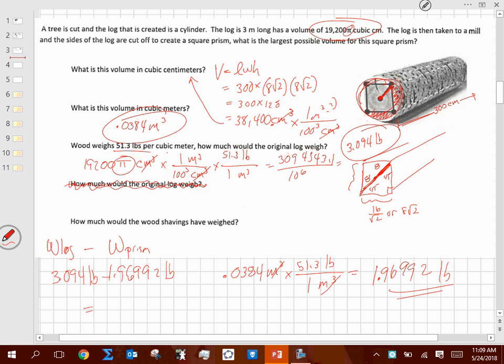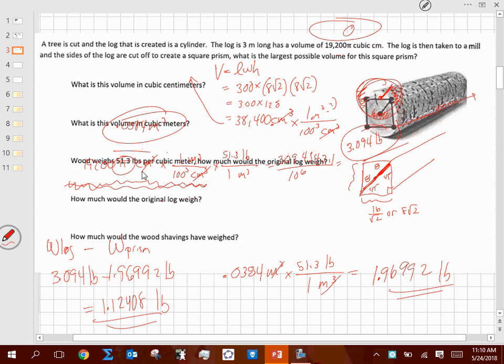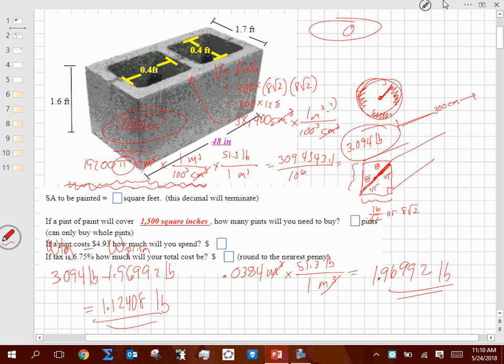So I subtract those. 3.094 minus 1.96992. I'm getting 1.12408 pounds, and that's the shaving, the sides here that we cut off the cylinder to make a prism. One of the other questions that people are struggling with is something like this.